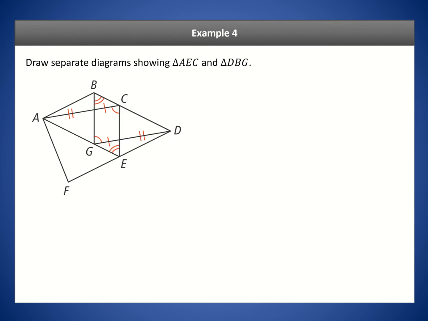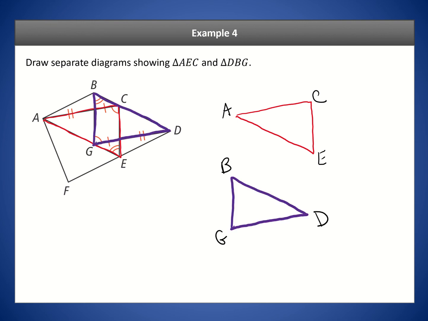So let's look at another example. Draw separate diagrams showing triangle AEC and triangle DBG. So this is a little bit different. This is basically taking apart the diagram and reconstructing the two triangles based off of the diagram. So if we look at triangle AEC, that's given on the right, and let's reconstruct DBG in purple.